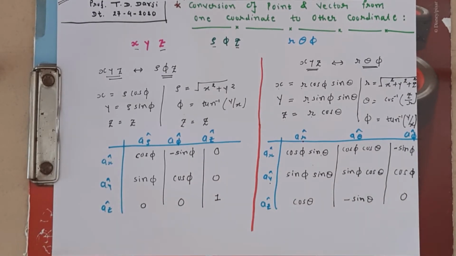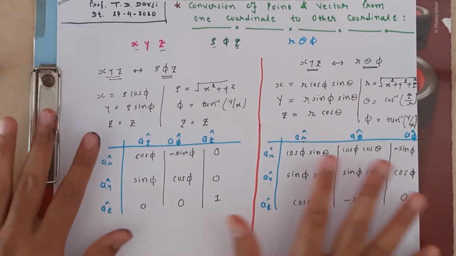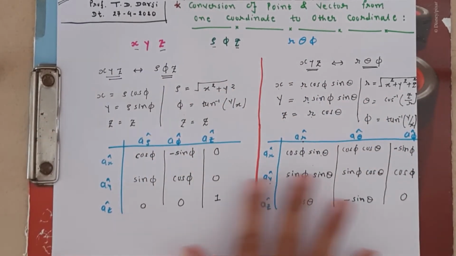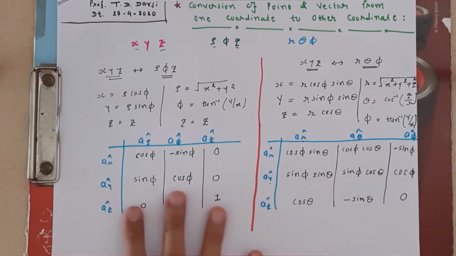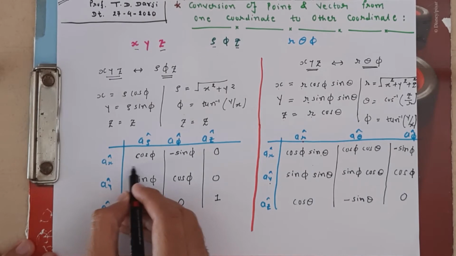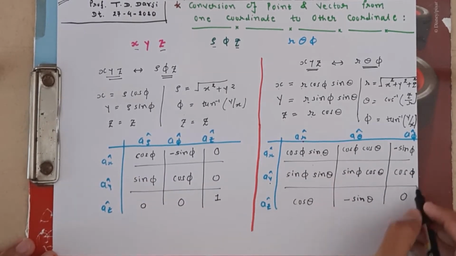So what I will do, I will just pick up a small example, and we'll see how to convert a vector from one coordinate system to another, and how to convert a point also from one coordinate system to another. So this one is my reference. All these equations and these two matrix tables we will keep as our reference. You have to just remember this, and it's very easy.